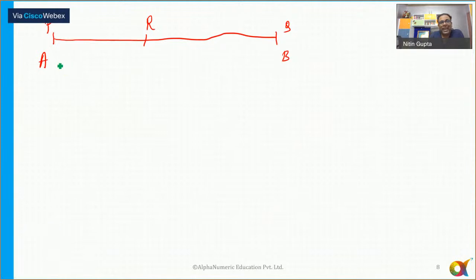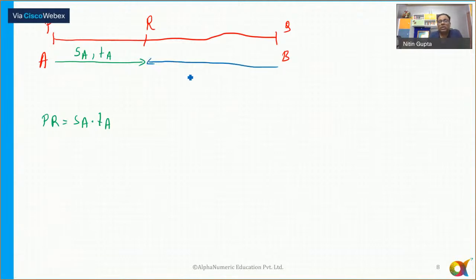So A has reached point R. The speed of A is SA and the time taken by A to reach point R is, let's say, TA. So what is the length PR? PR is equal to the speed of A into the time taken by A. Second scenario, B reaches point R. The time taken by B is TB and the speed of B is SB. So the distance RQ is equal to SB into TB. So the distance PR is SA into TA and the distance RQ is equal to SB into TB.